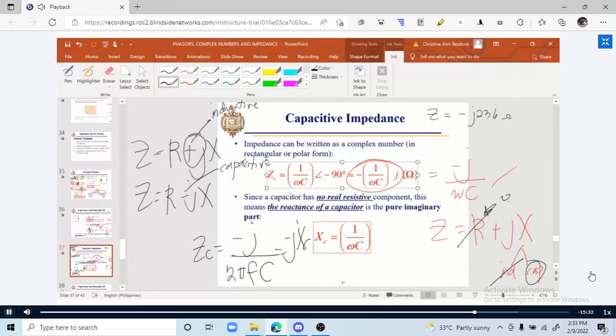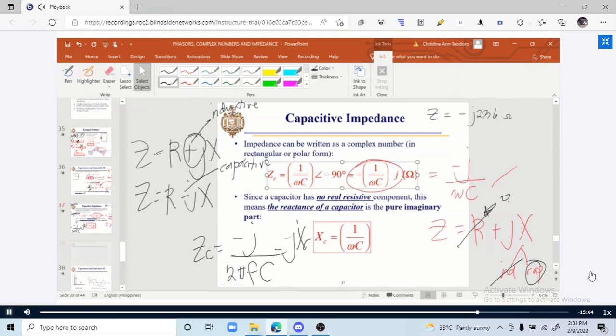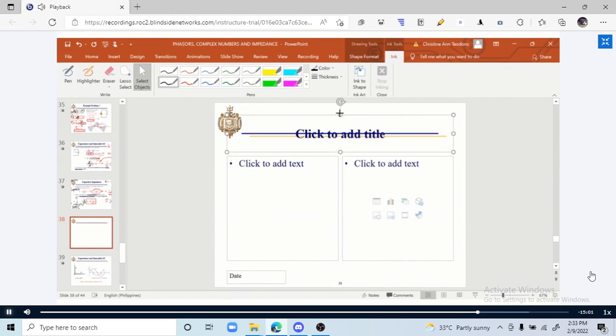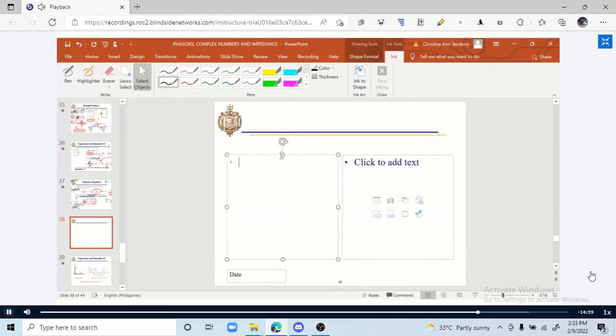If you always remember, guys, as I have told you a while ago, that Z can be a combination of R, L, and C. And it can also be a pure R, a pure L, or a pure C. Now, my question: if Z is equal to negative J 236, it means this is a purely imaginary part. So let's go back onto our discussion a while ago so that you can understand what I'm saying.